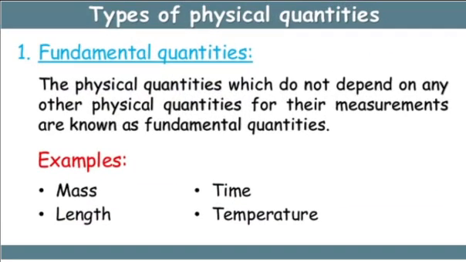Now we have two types of physical quantities. The first one is fundamental quantities or base quantities. These are physical quantities that do not depend on any other physical quantities for their measurement. These quantities are independent of other quantities, or other quantities depend on them. Some examples are mass, length, time, and temperature.